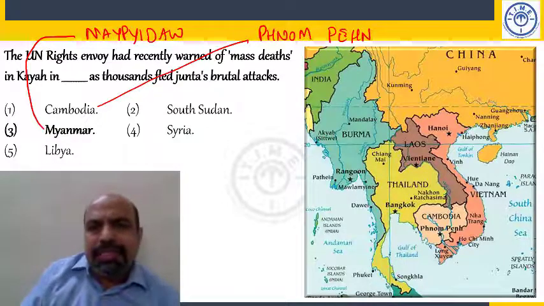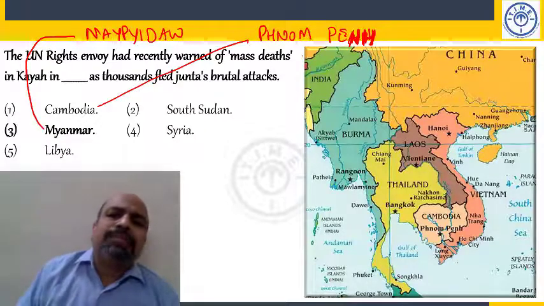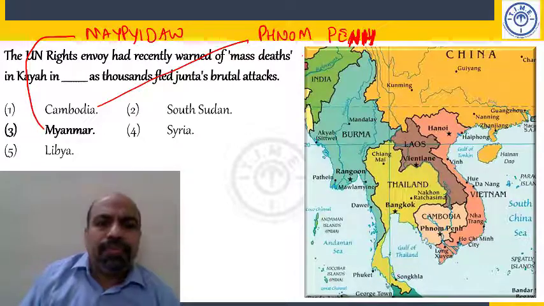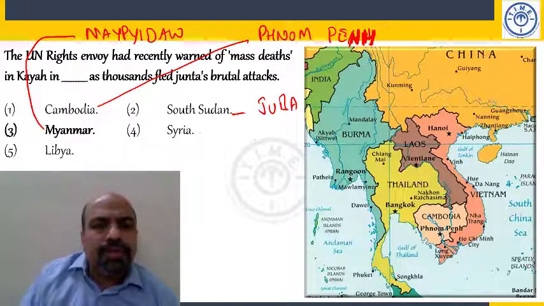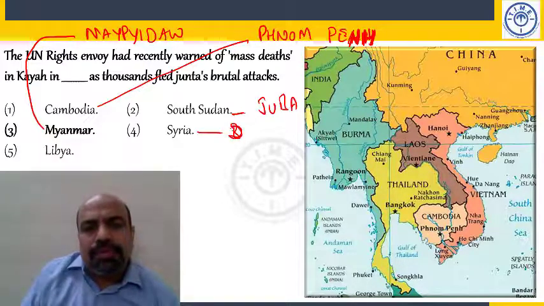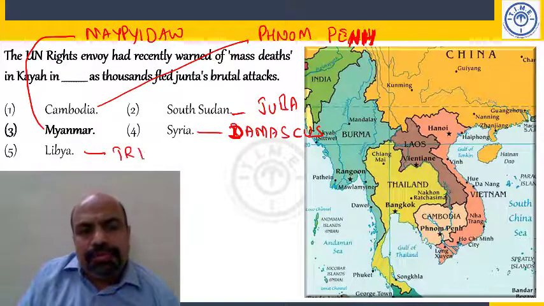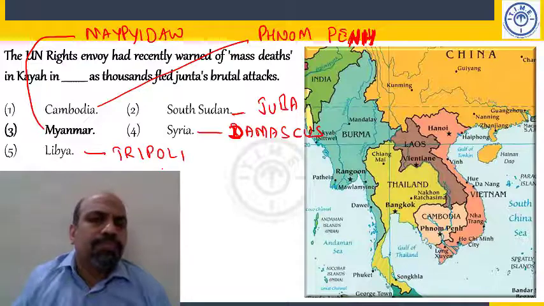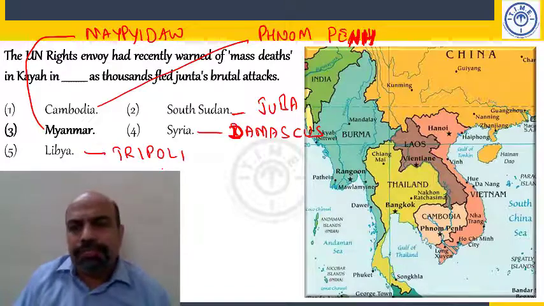No, I always get confused. HN or NH? NH. This is one word I always get confused. It ends in H. Okay, yeah. Phnom Penh is a capital. South Sudan is in Africa. Juba, that's the capital. Syria's capital is Damascus. Libya's capital, Tripoli. Okay.